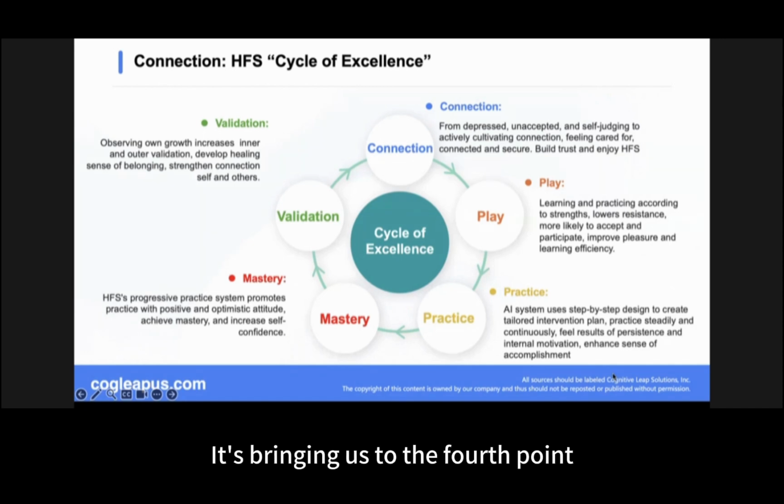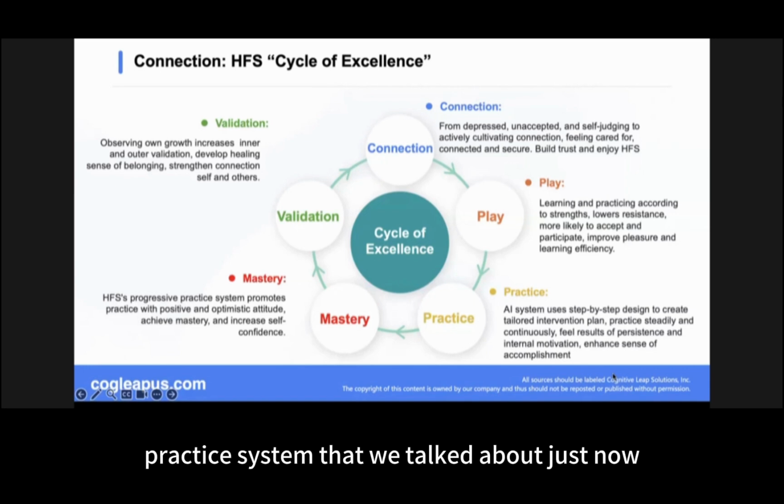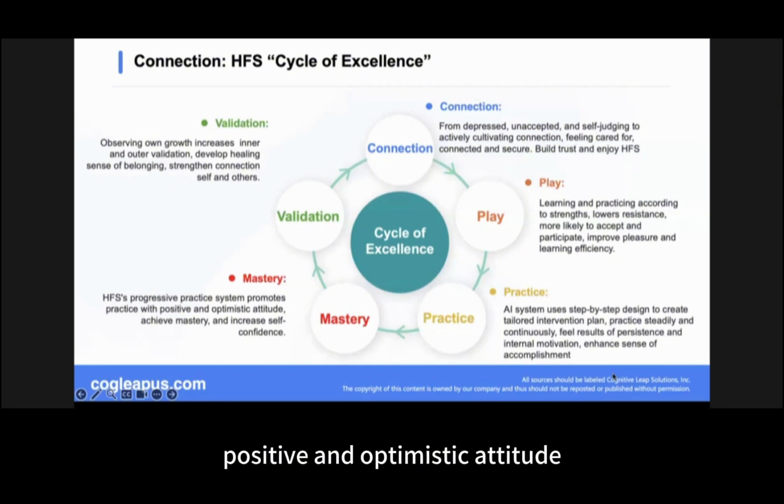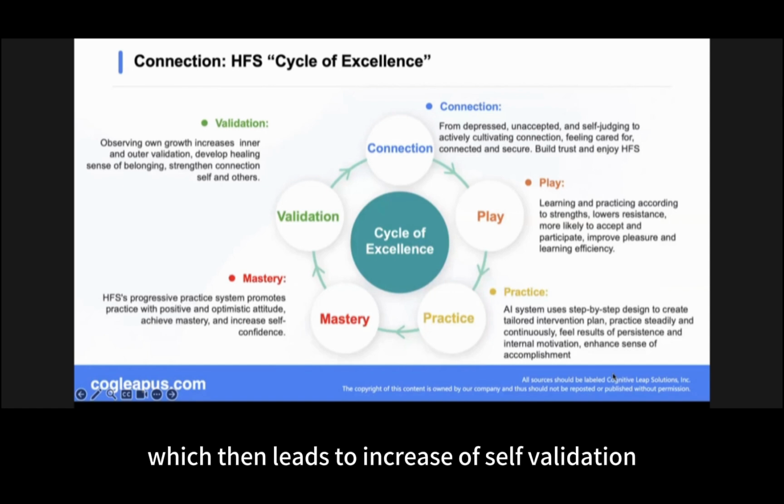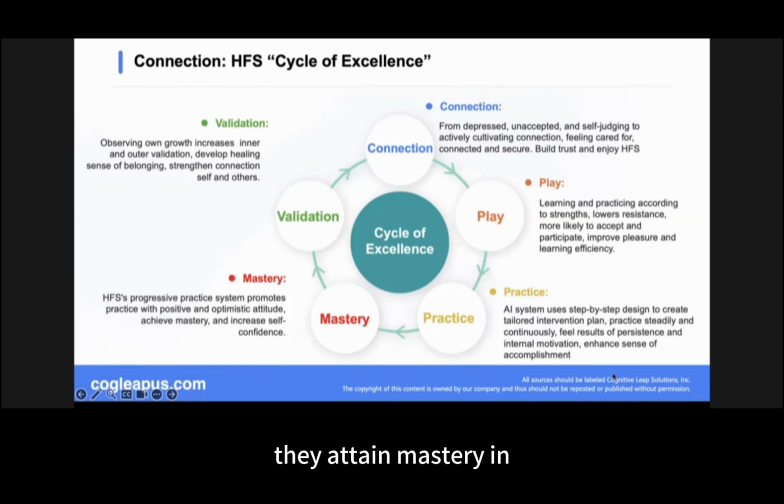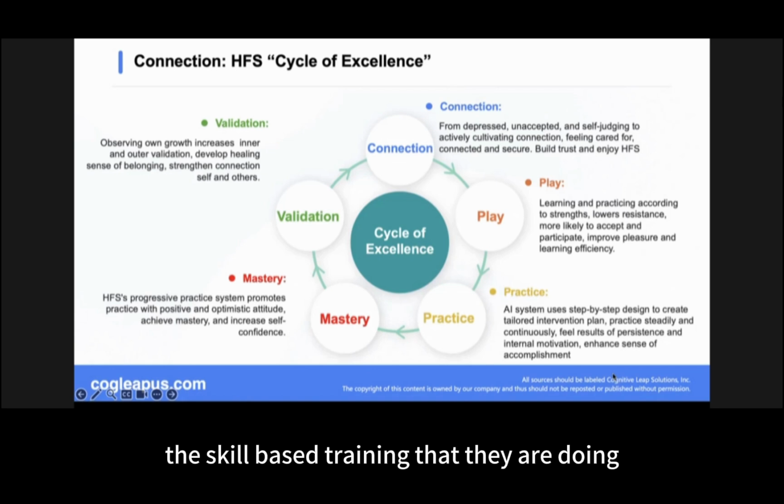This brings us to the fourth point of the cycle of excellence, which is mastery. HFS has a very progressive practice system that we talked about just now. We help them get to a place of mastery and a positive, optimistic attitude. Children really feel this sense of achievement, and it increases their self-confidence, which then leads to an increase of self-validation. They attain mastery in, say, the exercises and the skill-based training that they are doing.